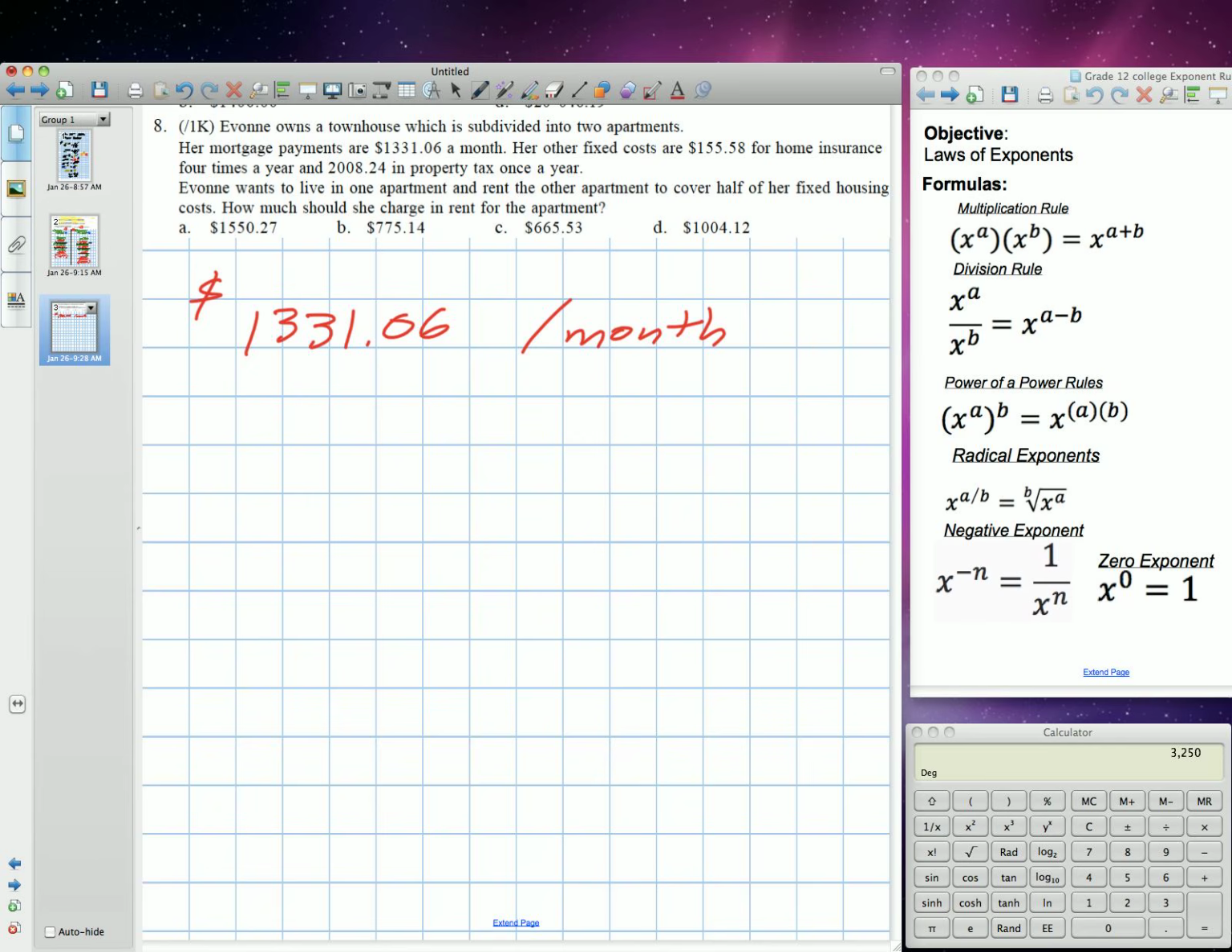Her other fixed costs, so that means costs that will not change, are $155.58 for home insurance 4 times a year. Okay, so she pays $155.58 4 times a year, which is quarterly. Or every how many months? Anyone know?